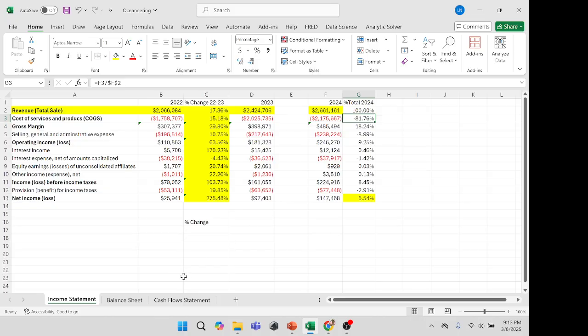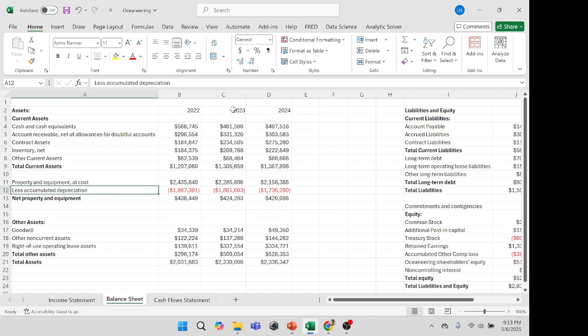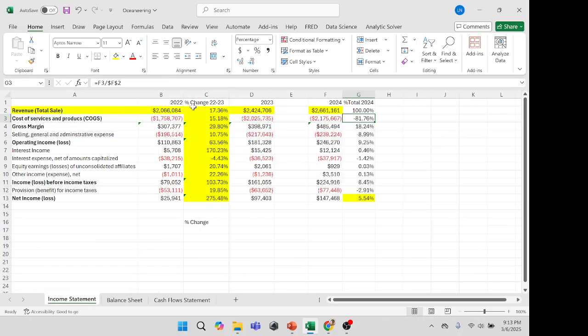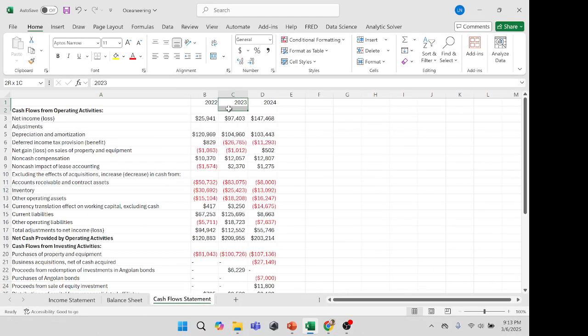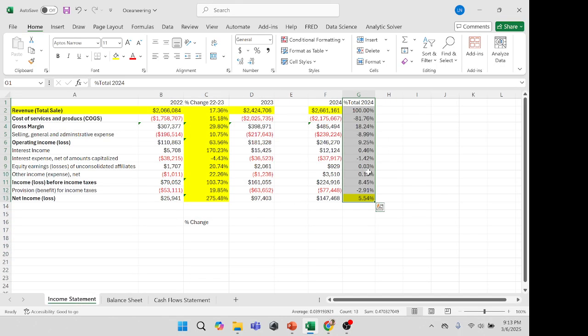If you have questions, let me know, and I'll create different videos explaining it in more depth. However, you're going to do the percentage change concept and the percentage total for the balance sheet as well. For the cash flow statement, you could only do the change. You cannot really do the percentage total.